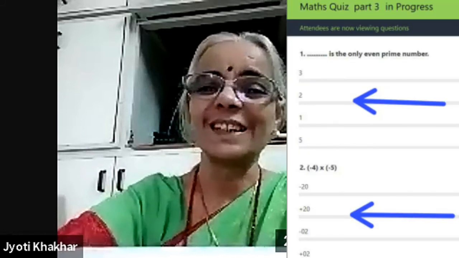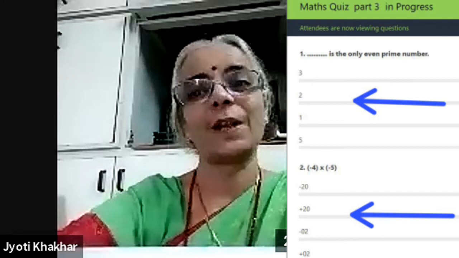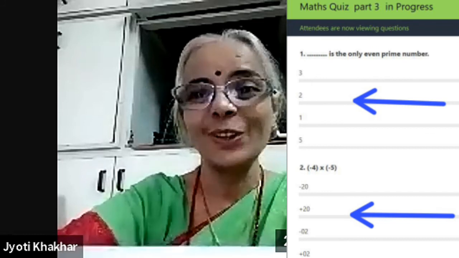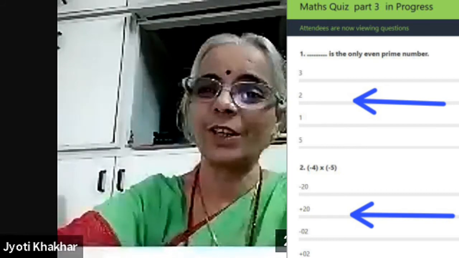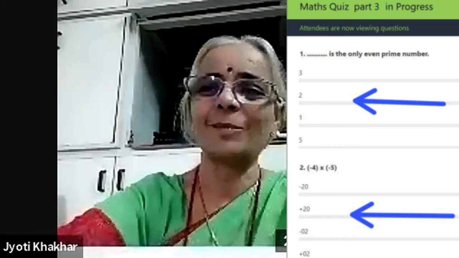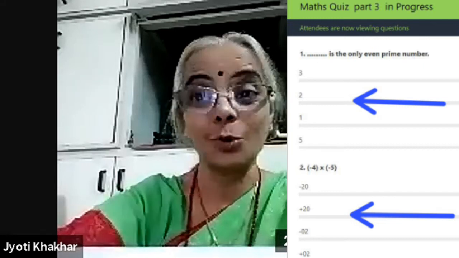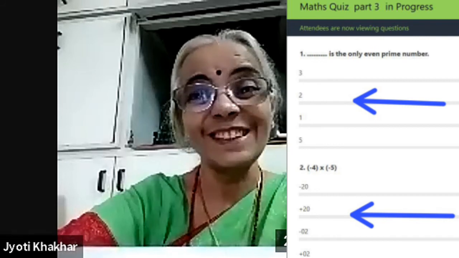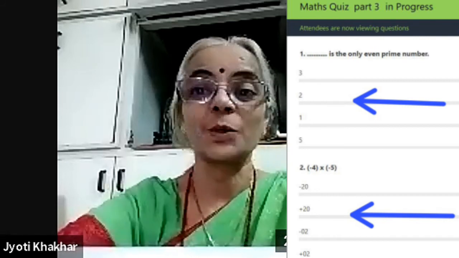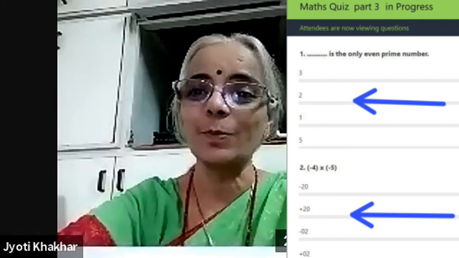Okay, now let's discuss the result of the third round. What was the first question? Very easy. This is the only even prime number. And you know, children, among all the four options given, only one even number is there. Other numbers are odd. So those who don't know can also give the answer. Isn't it funny? Yes. So the correct answer is option B, 2.